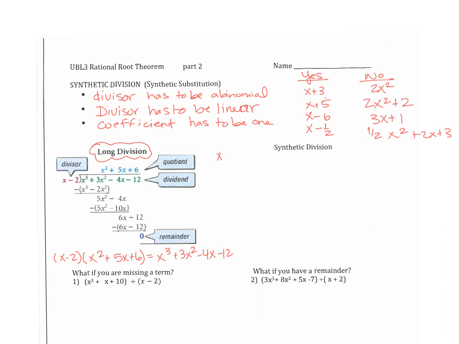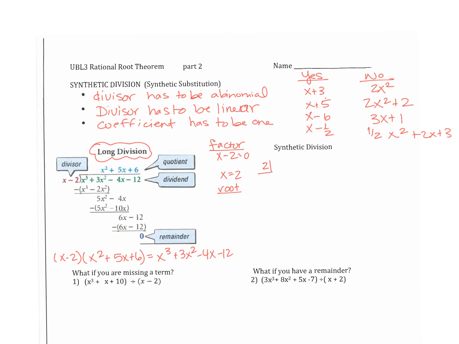Well, x minus 2, my divisor, this is a factor. When I use synthetic division, I need to use the root. So if x minus 2 equals 0, then the root is x equals 2. When I use synthetic division, I use the root. So I'm going to use 2, not negative 2. So the root is 2. The factor is x minus 2.